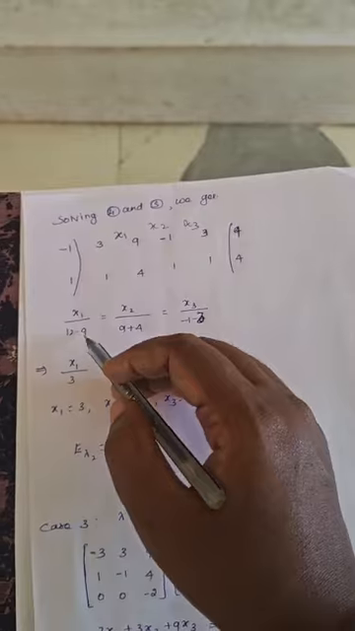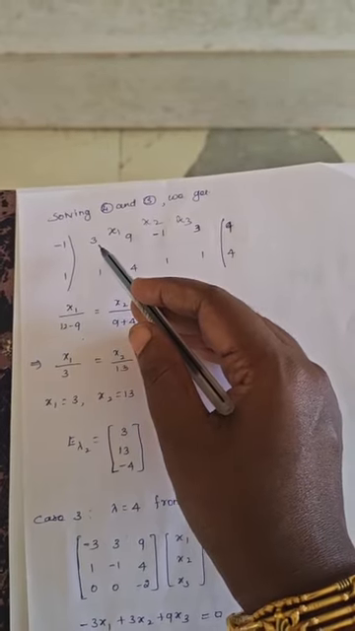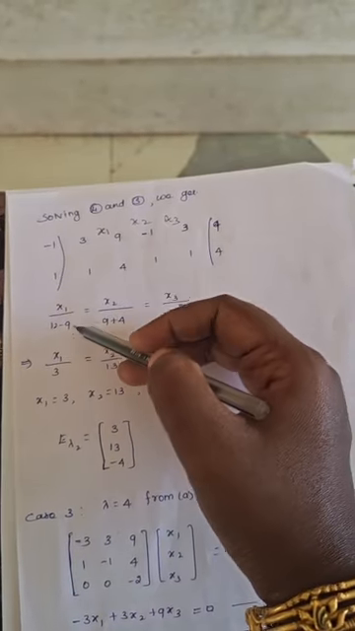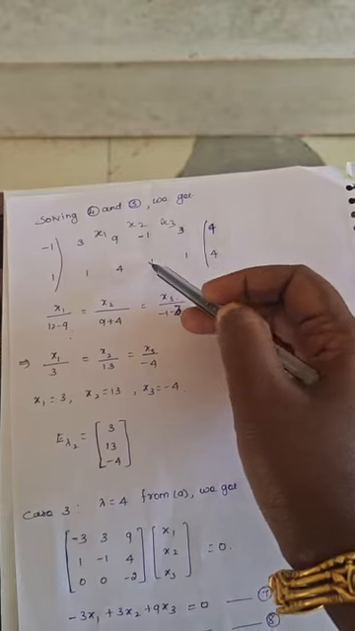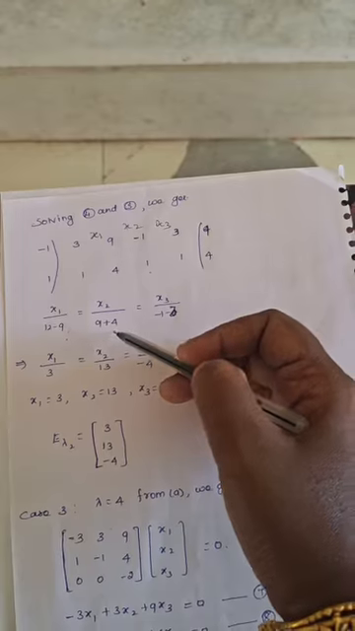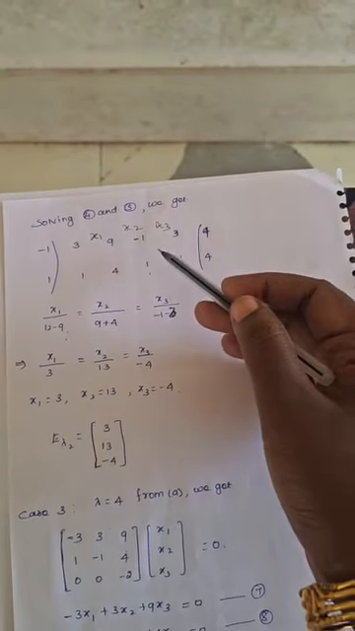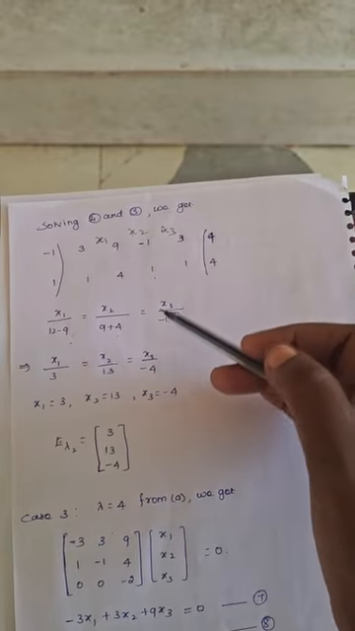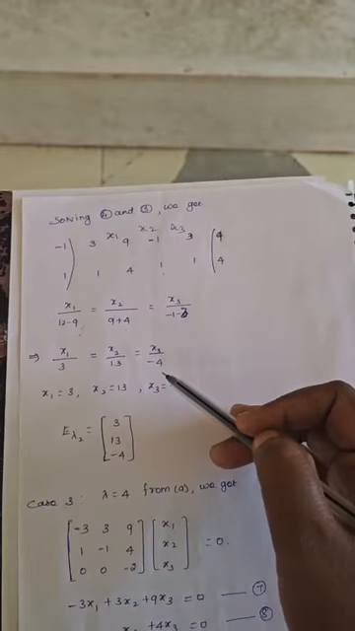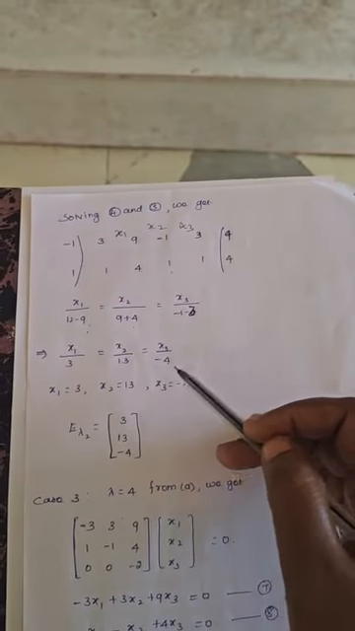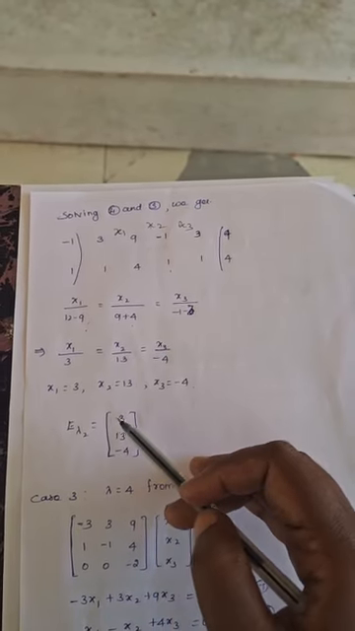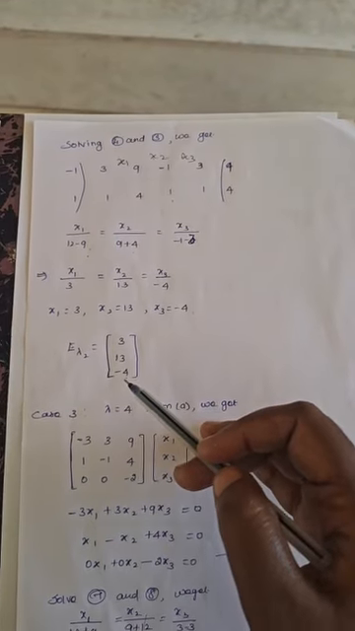Then x1 divided by the cross multiplication: 3 into 4 is 12, 1 into 9 is 9, minus 1 into 9 is 9, equal to x2 divided by 9 into 1 is 9 minus 4 into minus 1 is minus 4, that is minus into minus plus, equal to x3 divided by minus 1 into 1 minus 1 into 3 is 3. Then x1 by 3, x2 by 13, equal to x3 by minus 14. Thus the x1, x2, x3 values are found. Then E lambda 2, the next eigenvector, is 3, 13, minus 4.